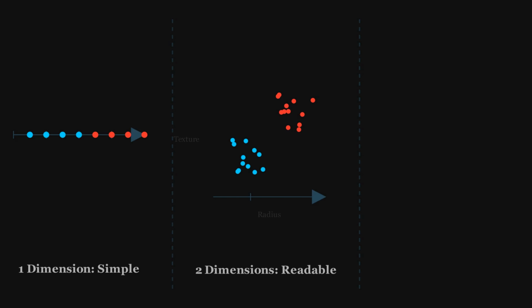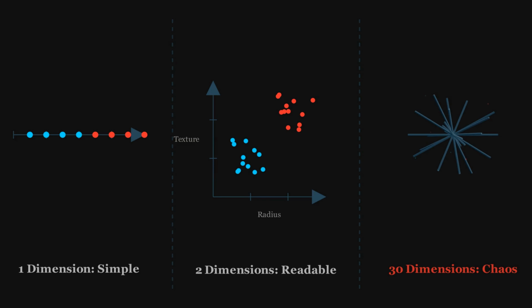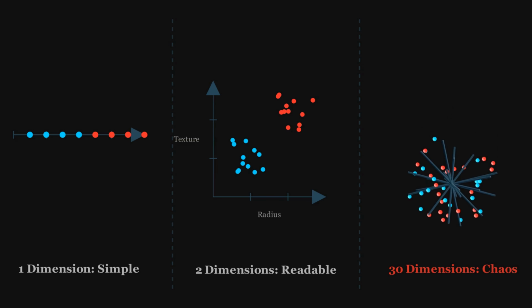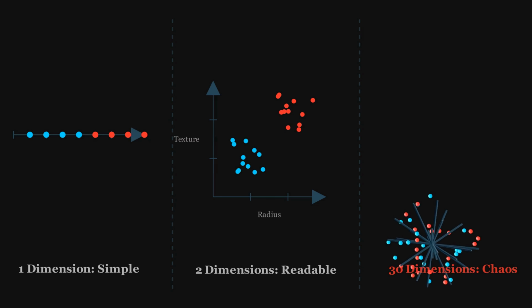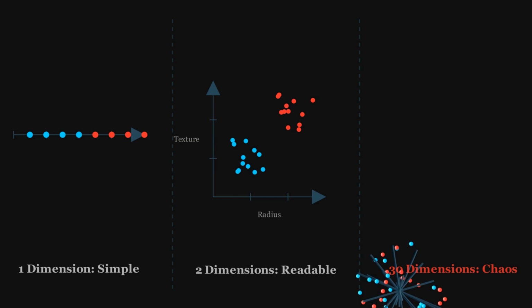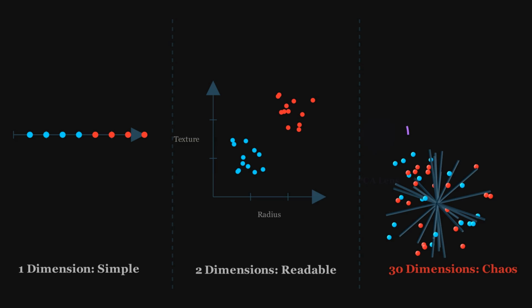In one dimension, data is just a point on a line. In two dimensions, we can see a relationship. But at 30 dimensions, it becomes pure, hyperdimensional noise. We need a way to compress this chaos. A mathematical lens that can squash 30 variables down to 2. Without losing the critical structure hidden inside.